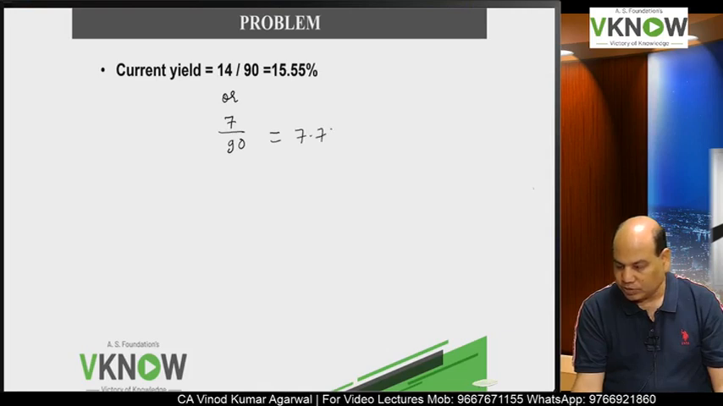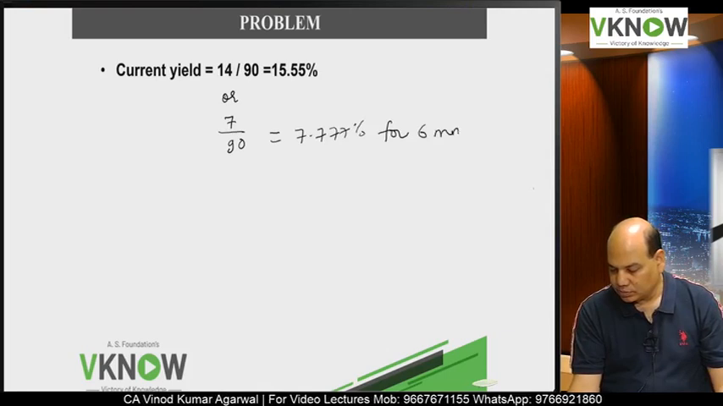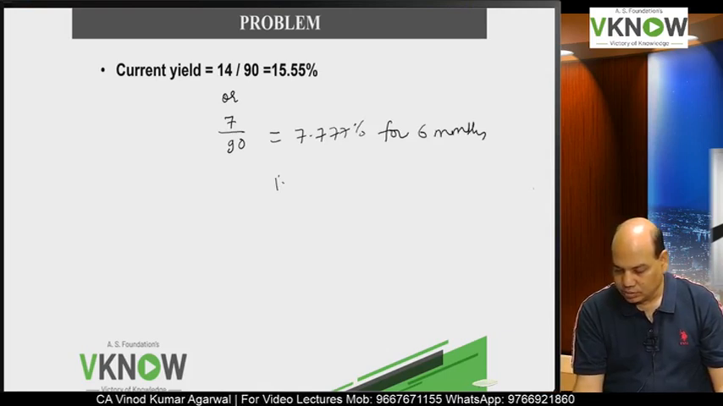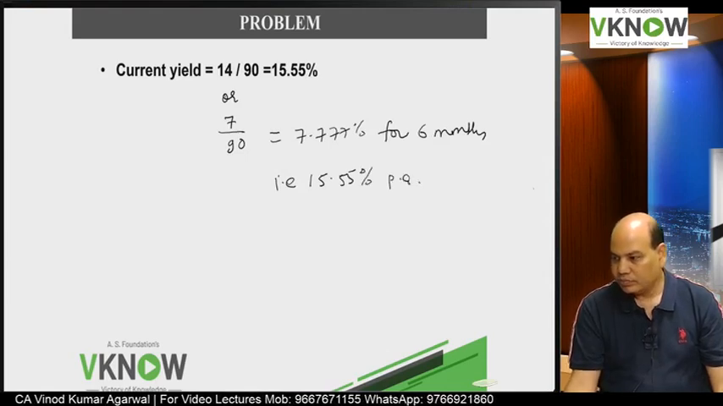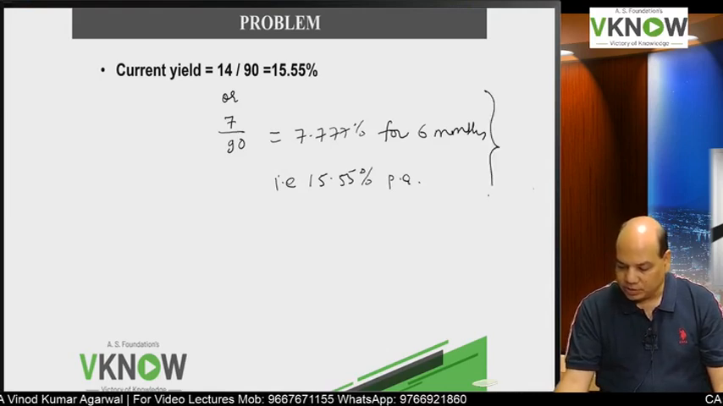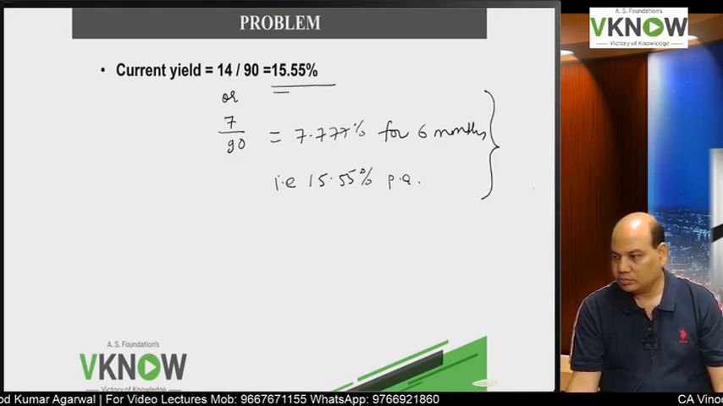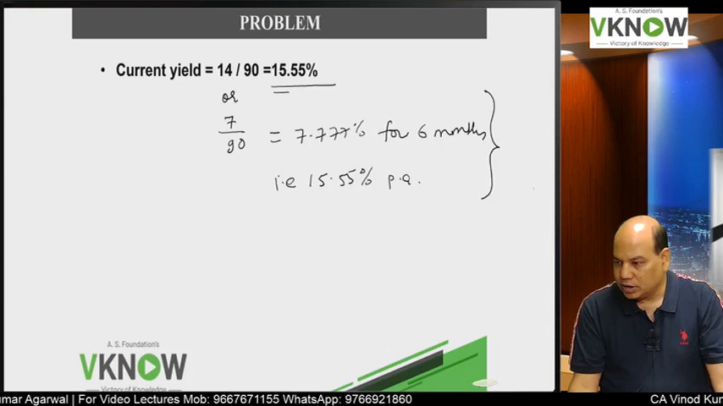is 7.777% for 6 months. That is 15.55% per annum. Both ways you can present this or this. So that is current yield.